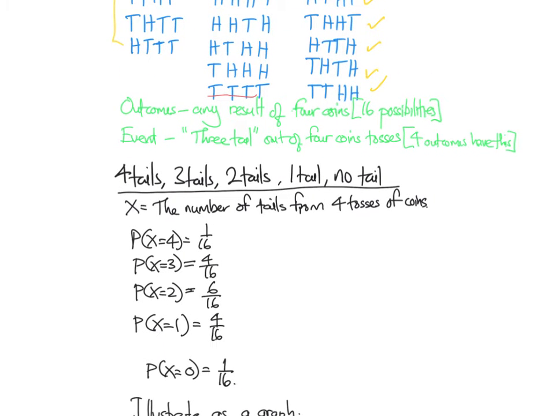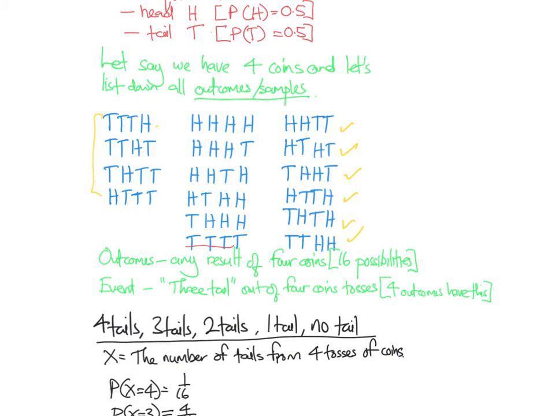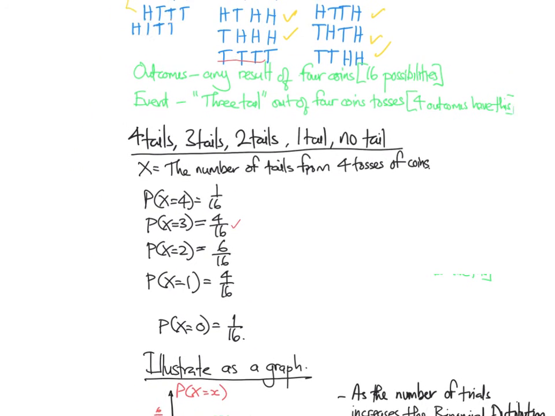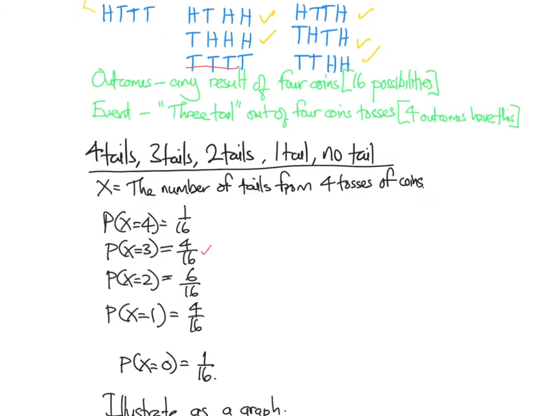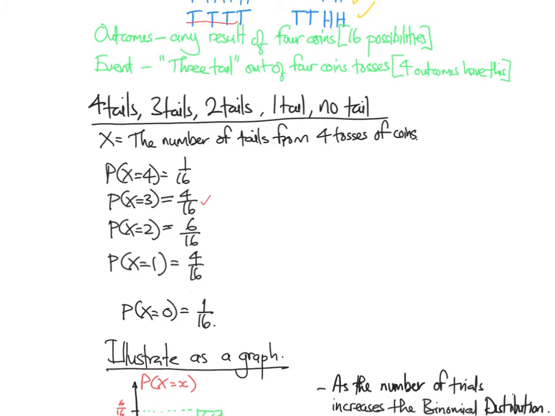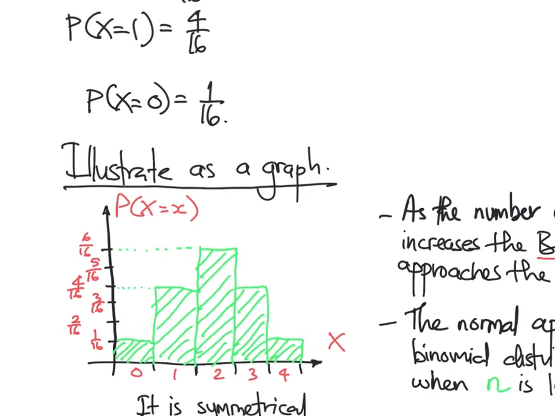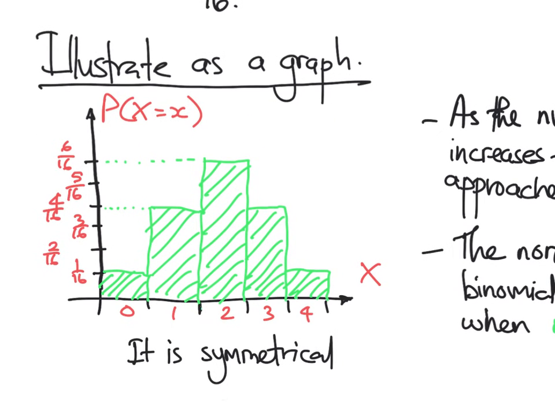And then 1 tail, again you have 4 over 16. 1 tail meaning 3 heads, that's 1, 2, 3, and 4. And finally, no tails at all, which is all 4 heads, which is this one over here. Now let's illustrate this as a graph. Your y-axis represents the probability, and your x-axis is the outcome that I want. No tail at all, that's 1 over 16.